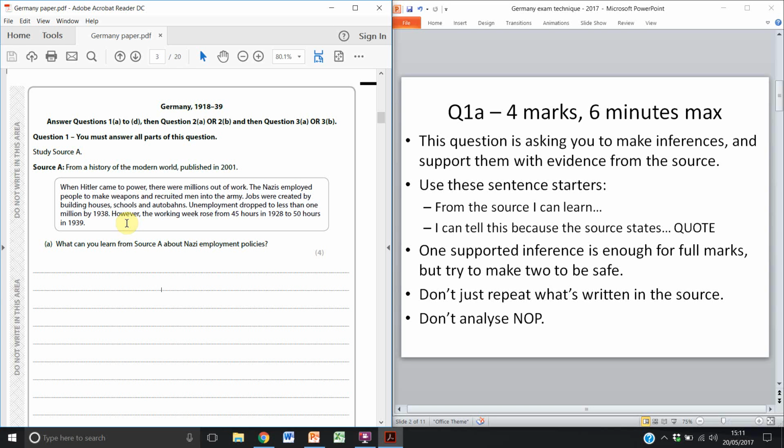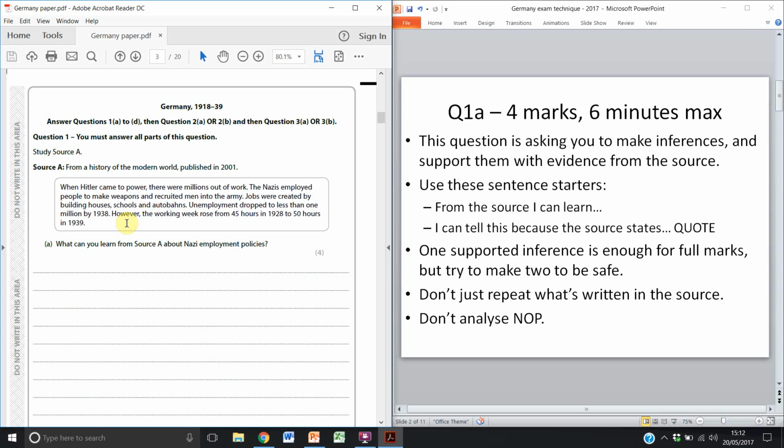If you remember, autobahns were the motorways that the Nazi Party built. Unemployment dropped to less than 1 million by 1938. However, the working week rose from 45 hours in 1928 to 50 hours in 1939. So, one inference that you could make straight away about Nazi employment policies is that their employment policies were looking to improve Germany. That would be an inference, okay?